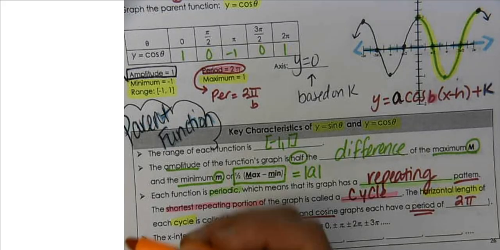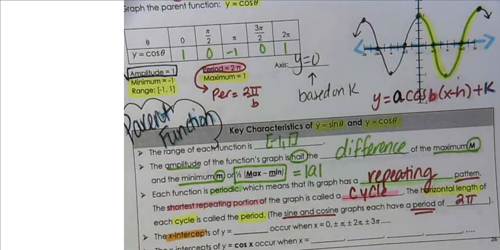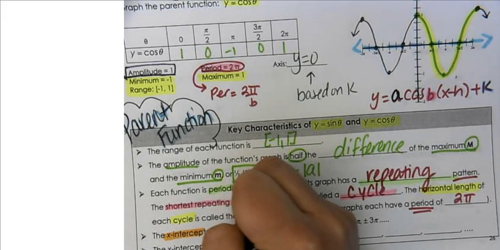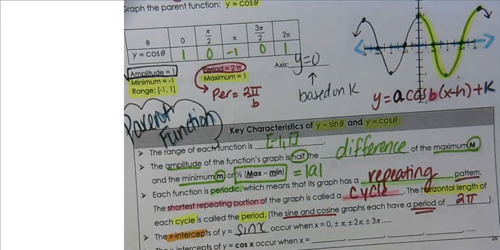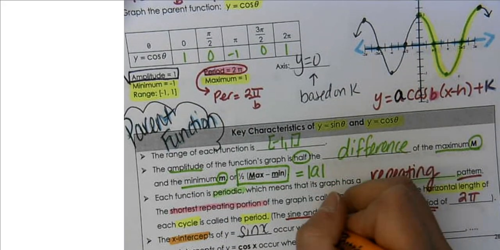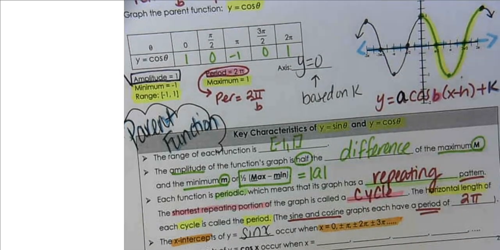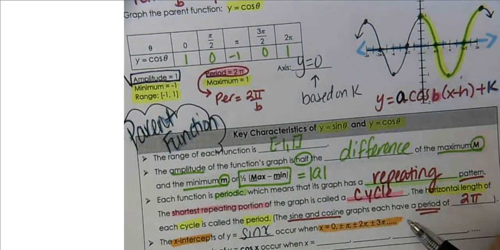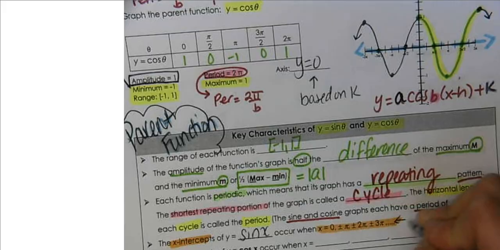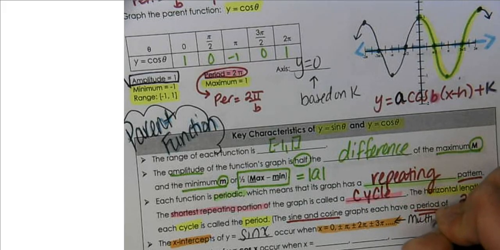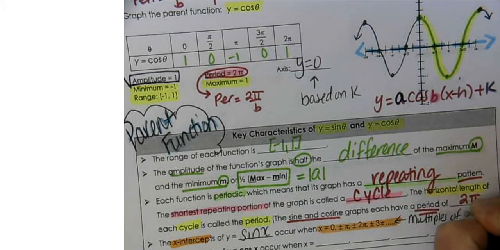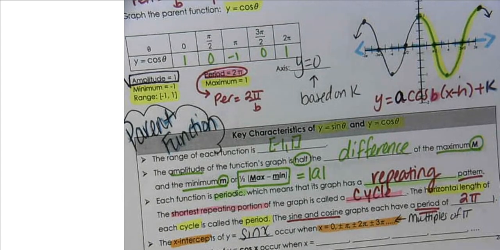Next, the x-intercepts of y is equal to the sine of x occur at 0, pi, plus or minus pi, plus or minus 2 pi, plus or minus 3 pi, et cetera. Essentially, these are multiples of pi. So at multiples of pi, you're going to see that it crosses the x-axis.